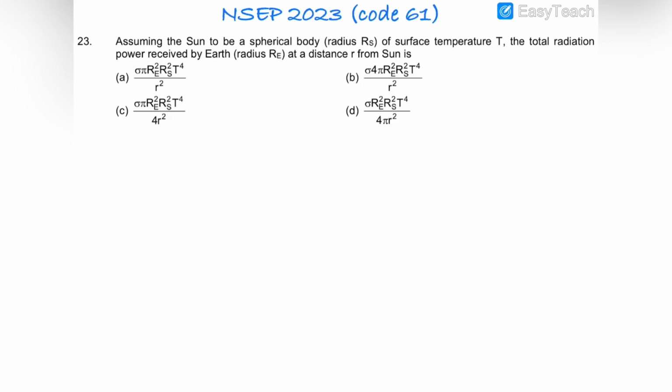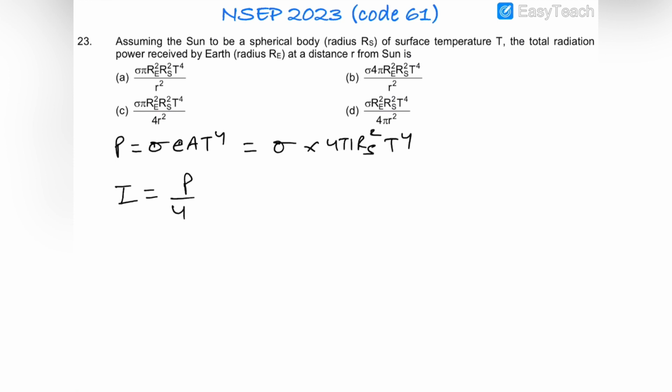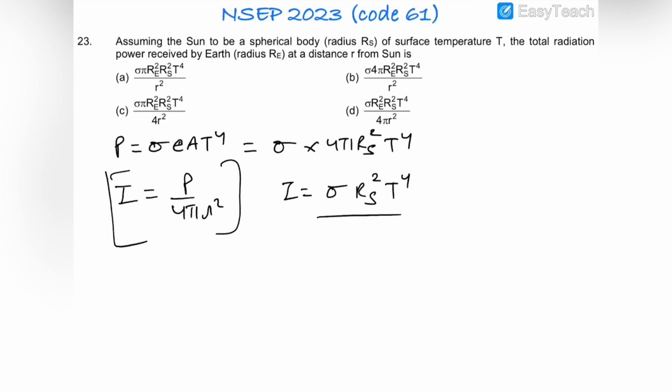In this question you can see that assuming Sun to be a perfectly spherical body of radius Rs and temperature of the Sun as T, we have to find out the total radiation power received by the Earth at a distance r from the Sun. So we know that Sun is a spherical body, and obviously an ideal black body, so power emitted by the Sun will be sigma E A T to the power 4, and for an ideal black body E is 1, so it is sigma, area of Sun is 4 pi Rs square, into T to the power 4. The intensity received on the Earth will be power upon 4 pi r square, where this small r is the distance between Earth and Sun. So I will be equal to sigma Rs square T to the power 4 upon r square.